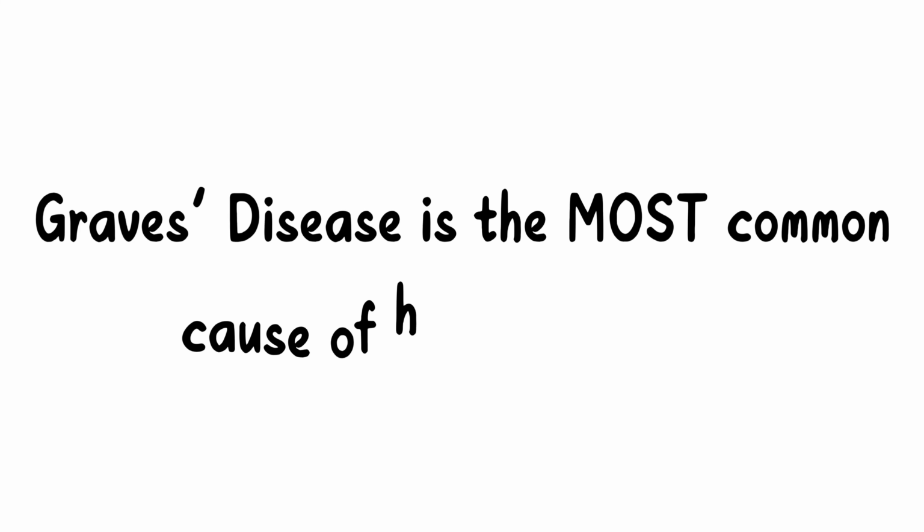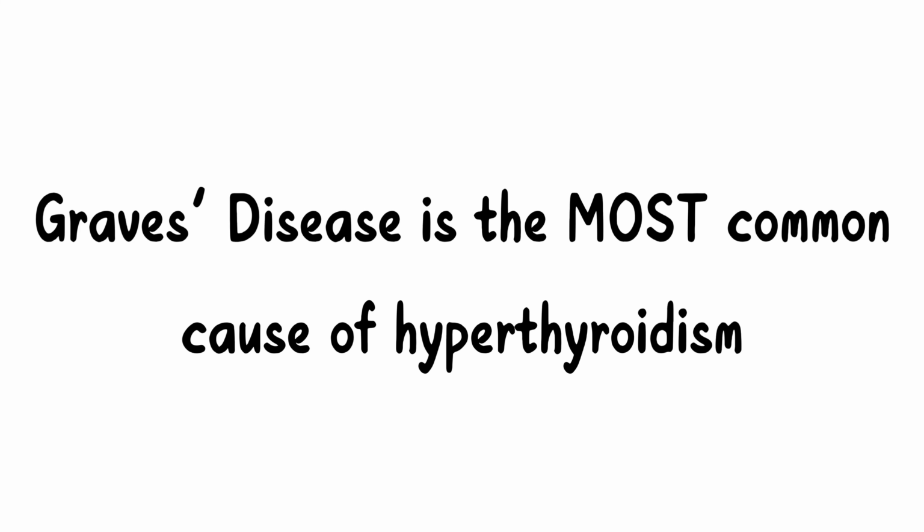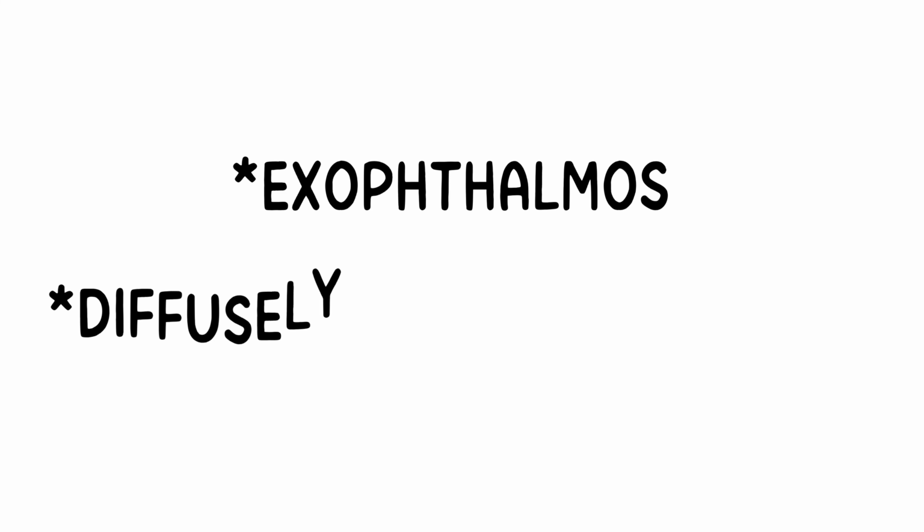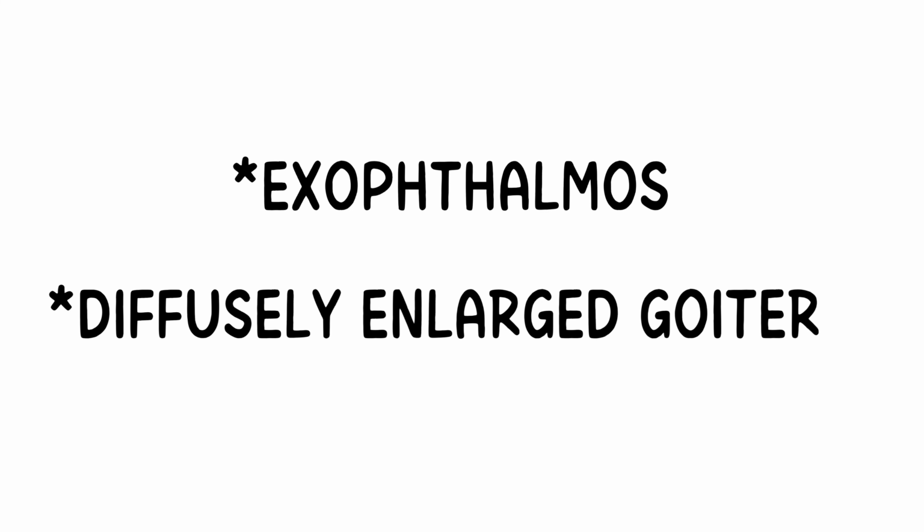Graves' disease is the most common cause of hyperthyroidism. Therefore, in primary hyperthyroidism, it's important to exclude Graves' disease with a history and a physical. It's important to look for unique features of Graves, such as exophthalmos, and check if the patient has a diffusely enlarged thyroid gland. If those are present, you can make the diagnosis of Graves' disease and start treatment.